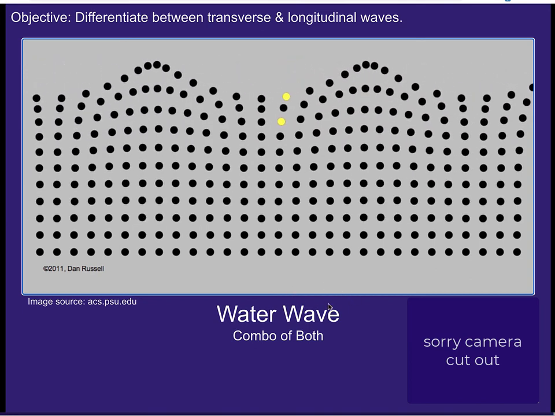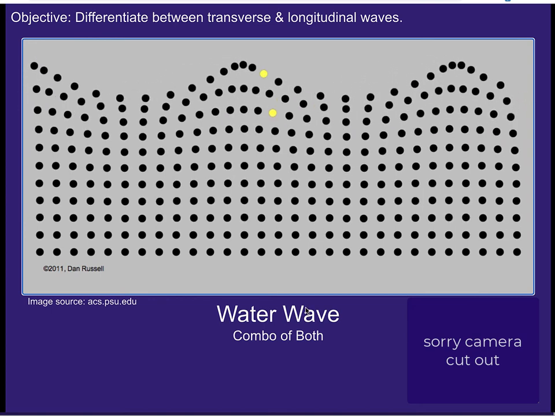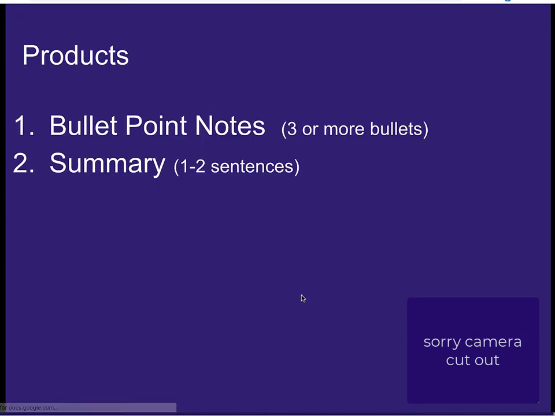You don't need to know about these combo waves like this. You just need to know about transverse and longitudinal. Now, per usual, go ahead and make sure you take care of your bullet points of notes as well as your 1 to 2 sentence summary.